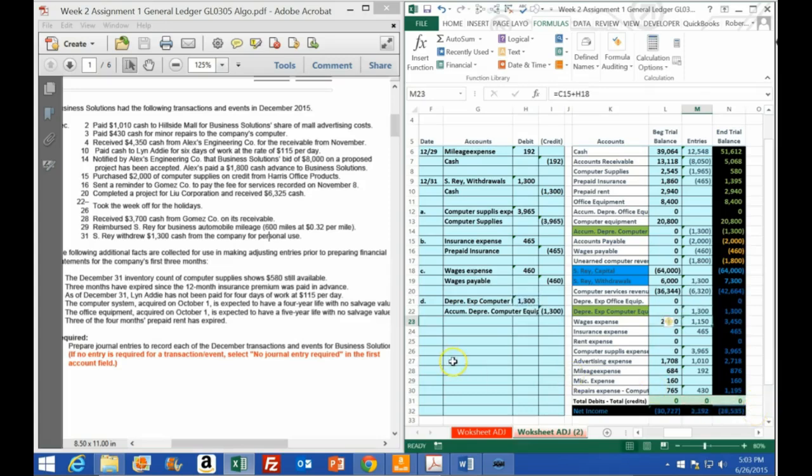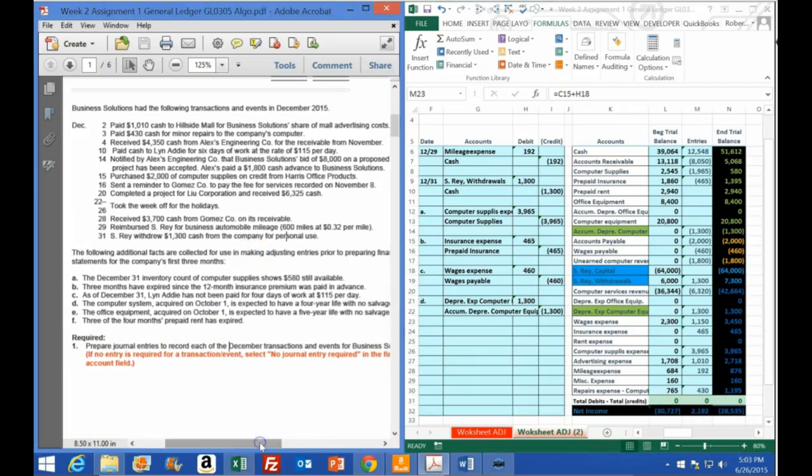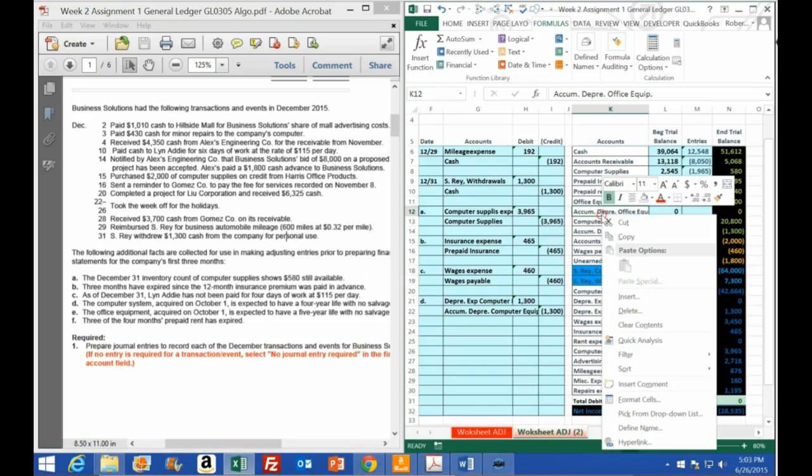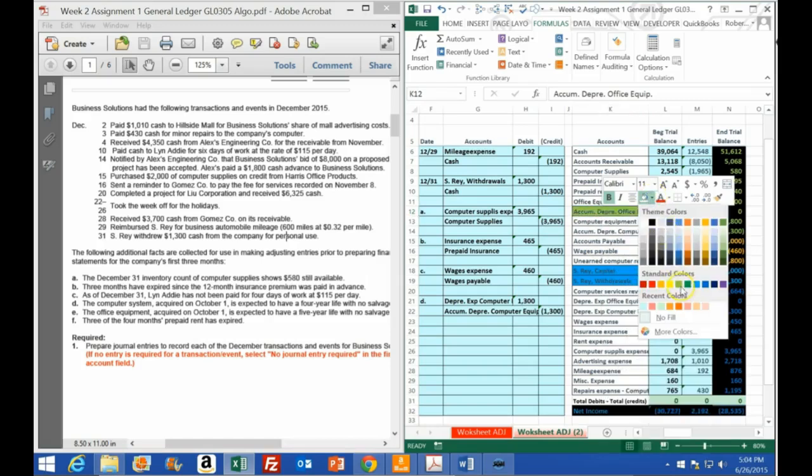Okay, so now we're on E, and E says the office equipment acquired on December 1st is expected to have a 5-year life with no salvage. Okay, so this is going to be the same transaction, but now we're going to be doing it with the office equipment. So here's the office equipment. We're going to depreciate it. So I'm going to highlight the depreciation. We're going to depreciate it.